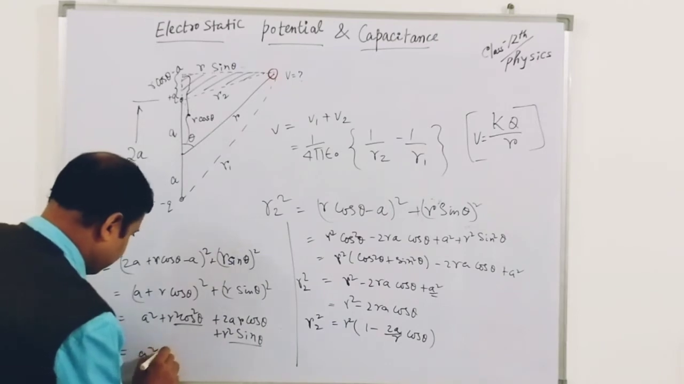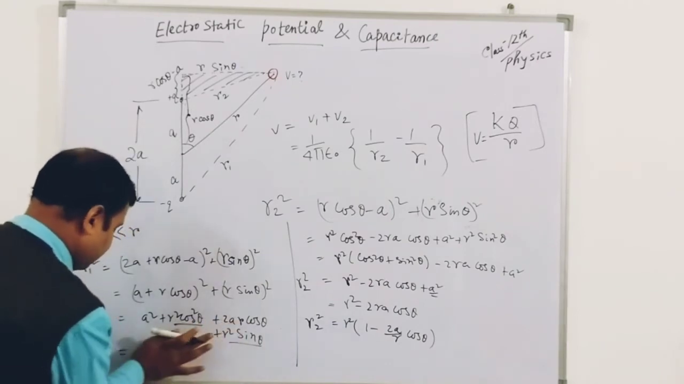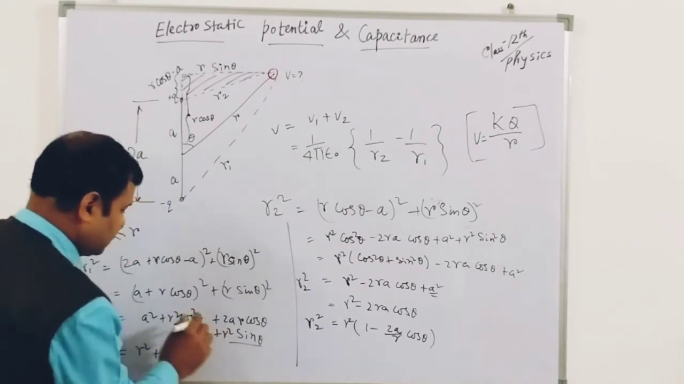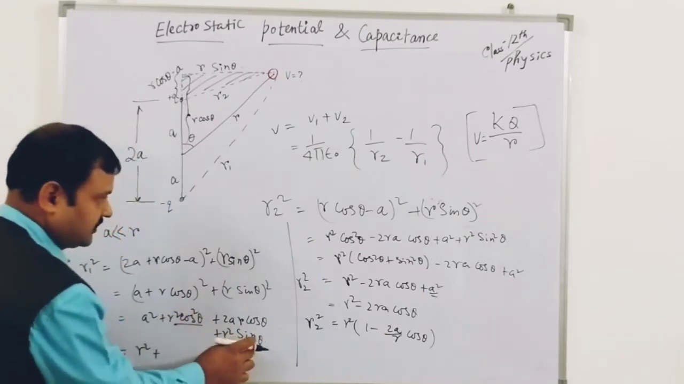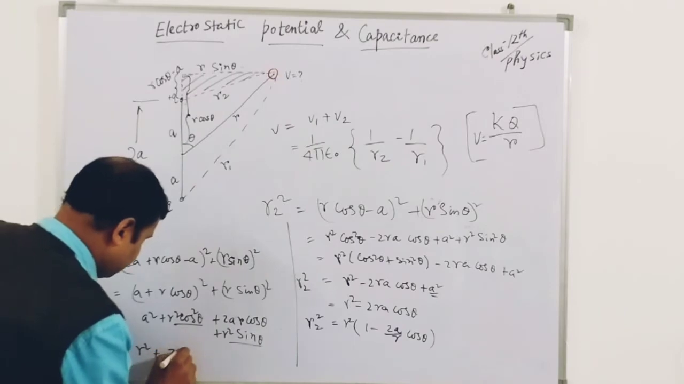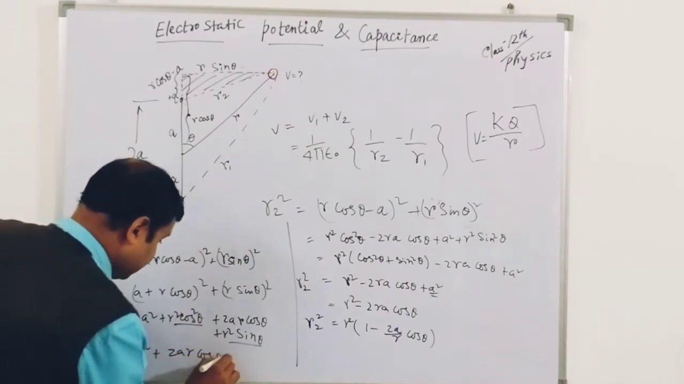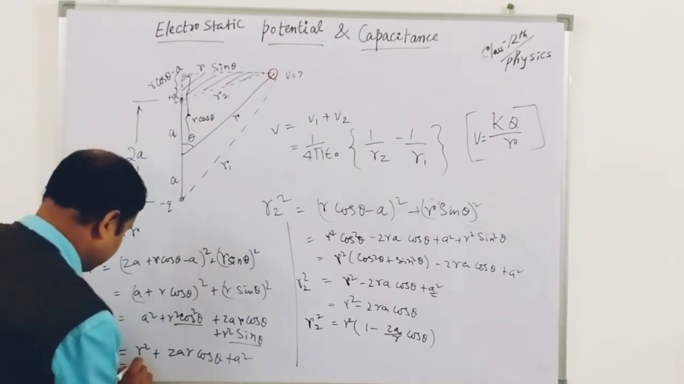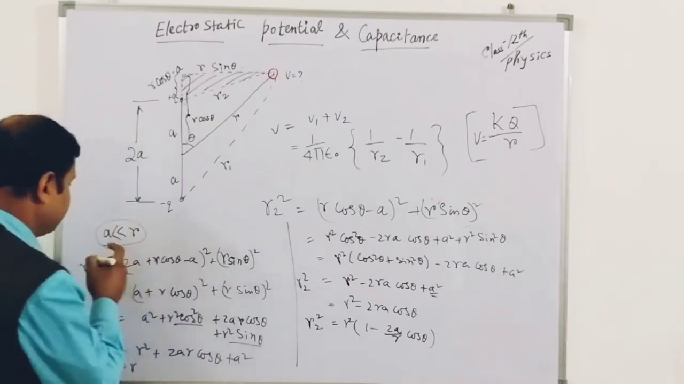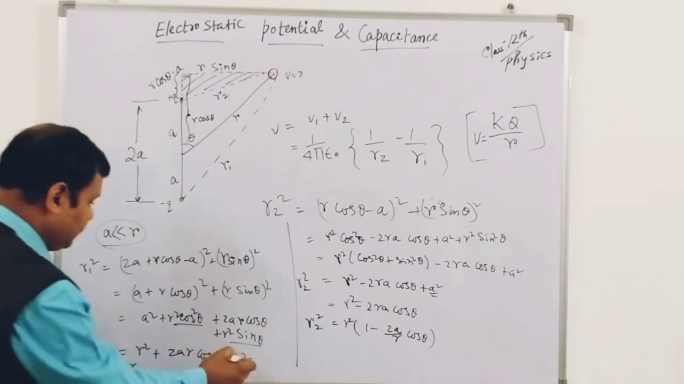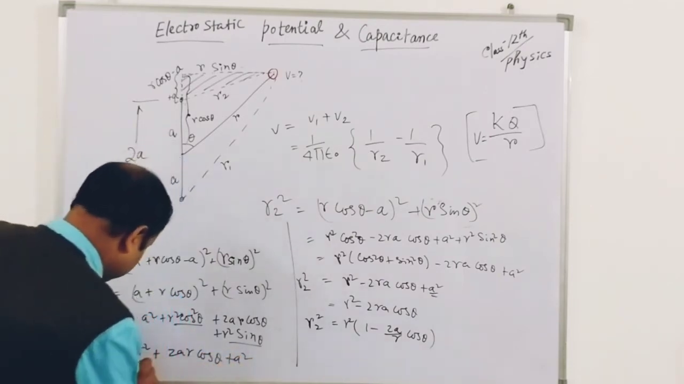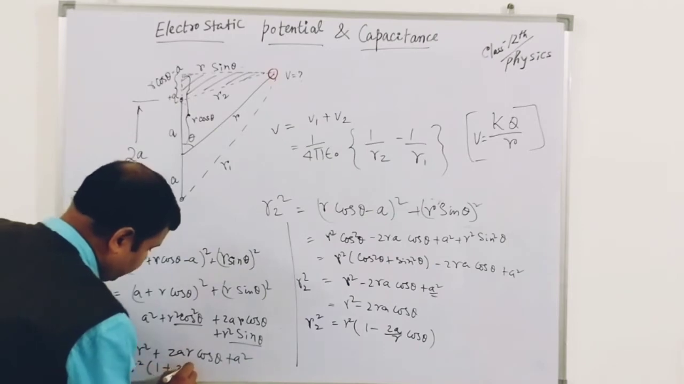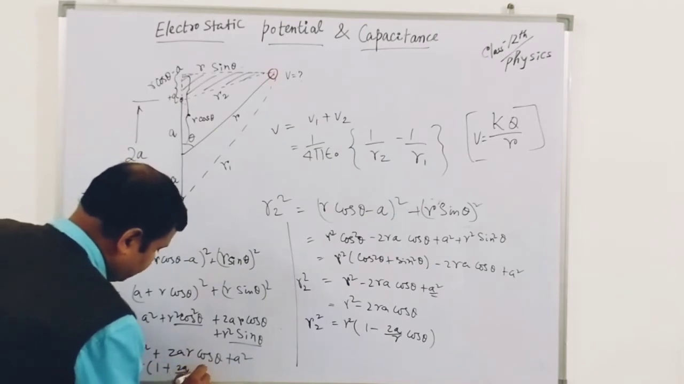You take common of this r square sin square theta, then you will find this is r square first, because r square sin square theta plus r square cos square theta, sin square theta plus cos square theta equal to 1, then 2a r cos theta and a square. This is r1 square. As we have considered already a much less than r, so a square tends to 0, and we will take common directly r square, so this is 1 plus 2a over r cos theta.